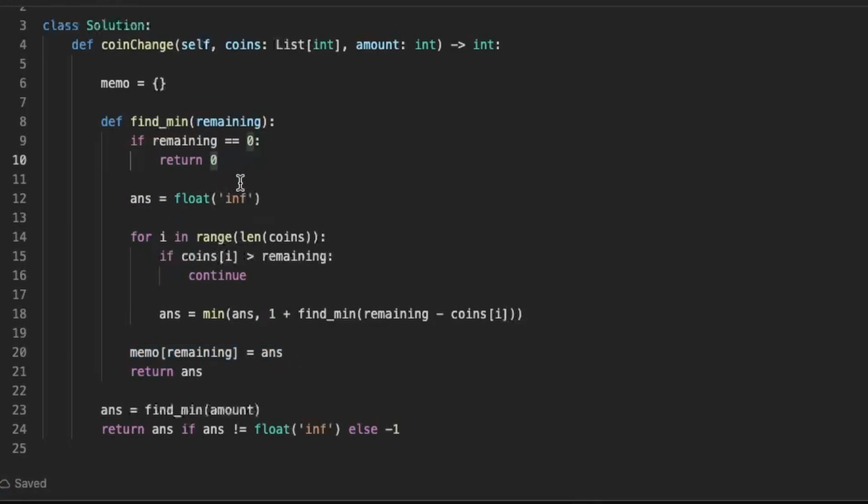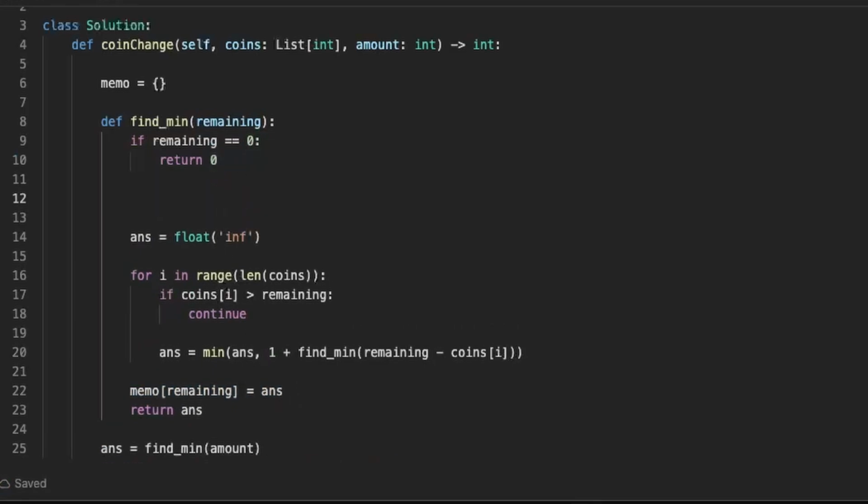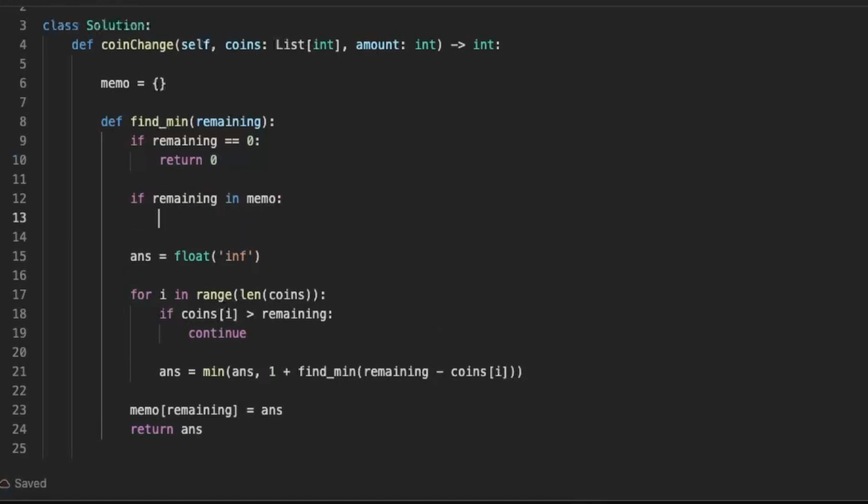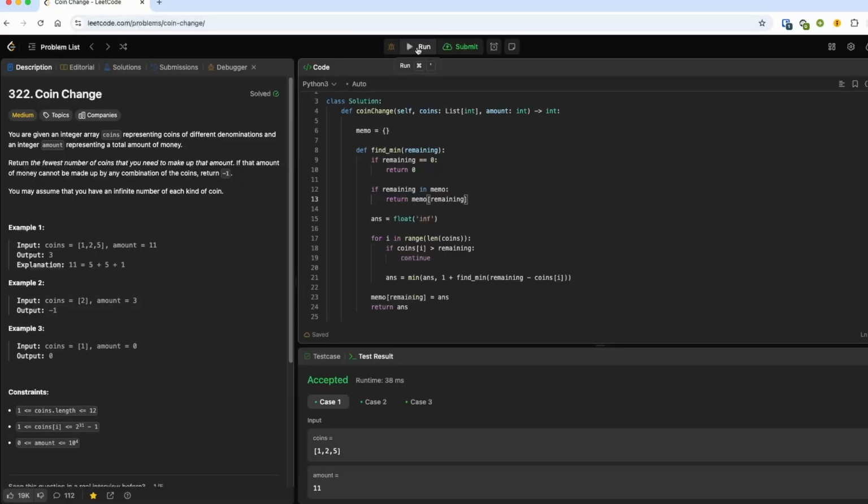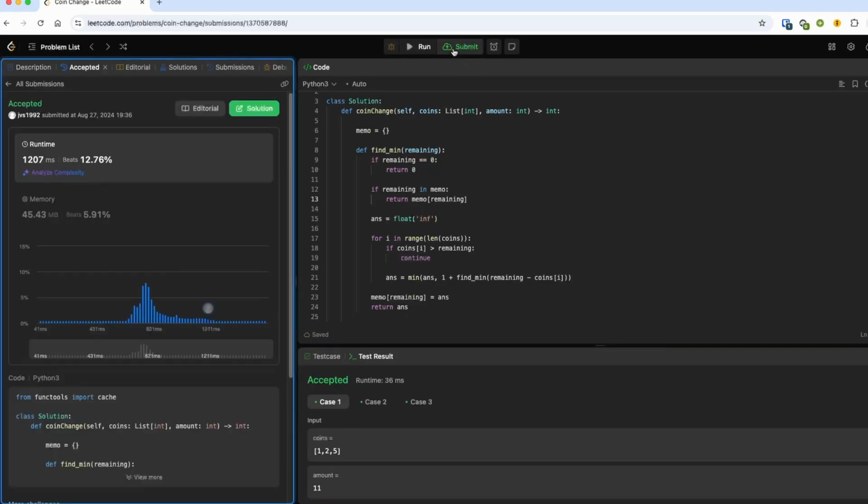Then what we can do is at the top, when we come into this function, we can say if remaining is in our memo, we just want to return that value. So return memo remaining. So let's run this and make sure that it actually works. And we'll submit and make sure it works. And it does. So you see that we always want to start with brute force when we're dealing with dynamic programming. But once we have that brute force algorithm, it's usually very simple to do an optimization of memoization on top.